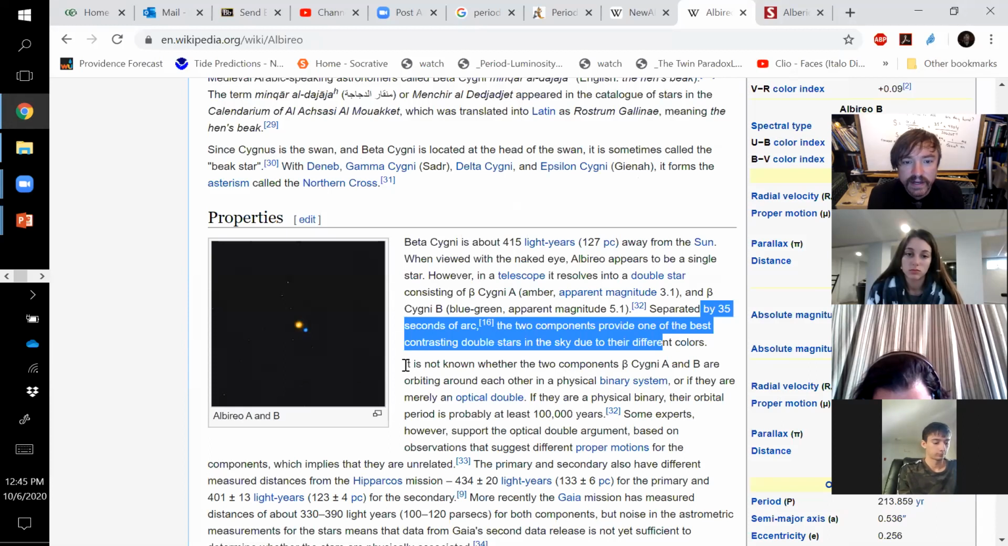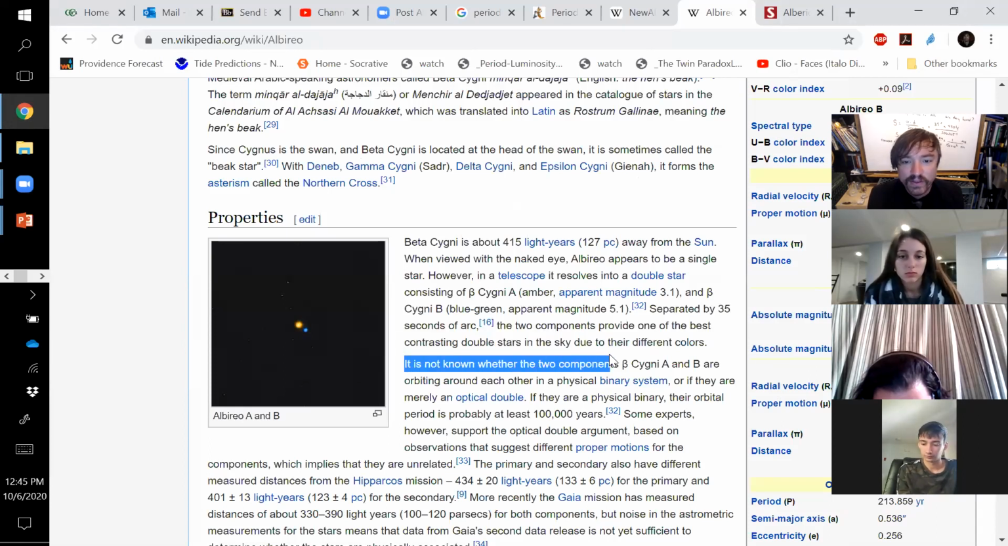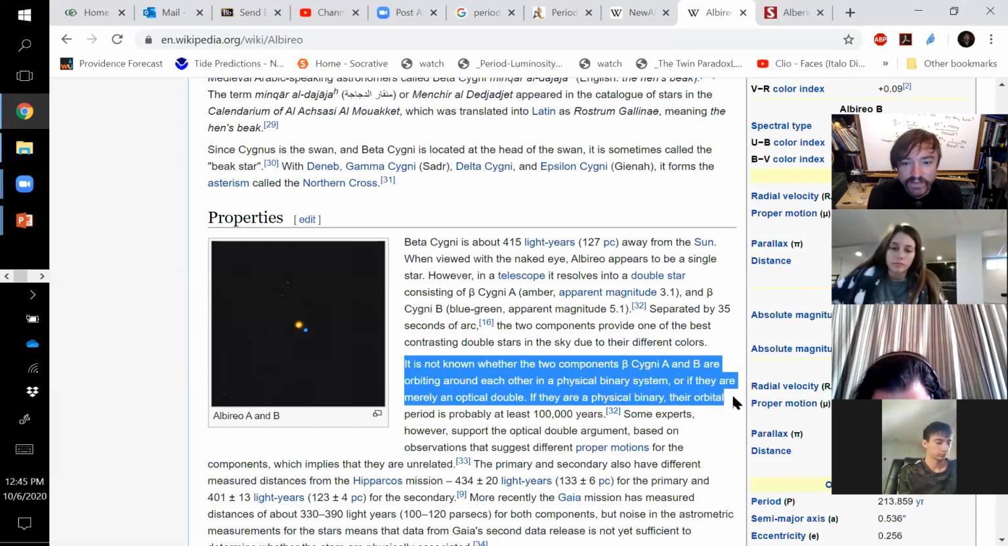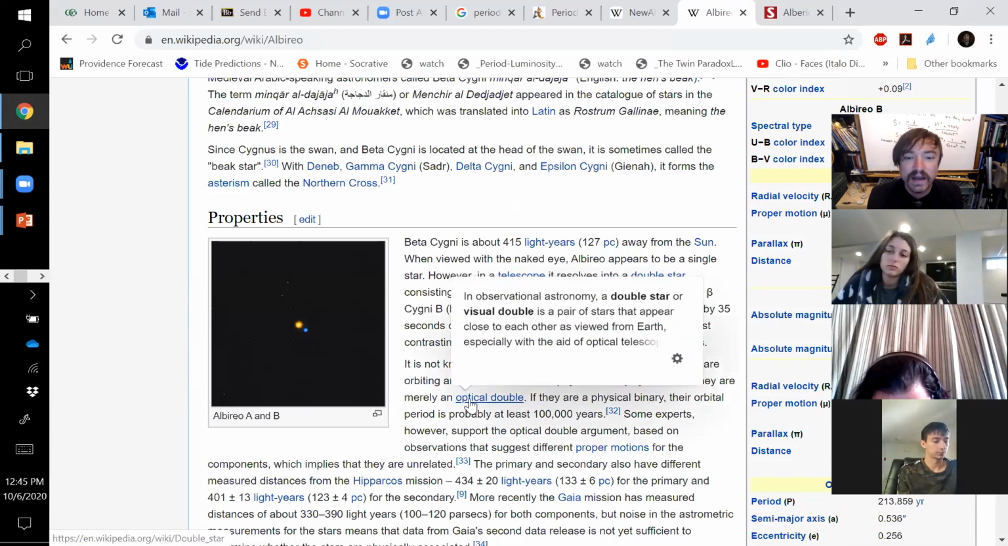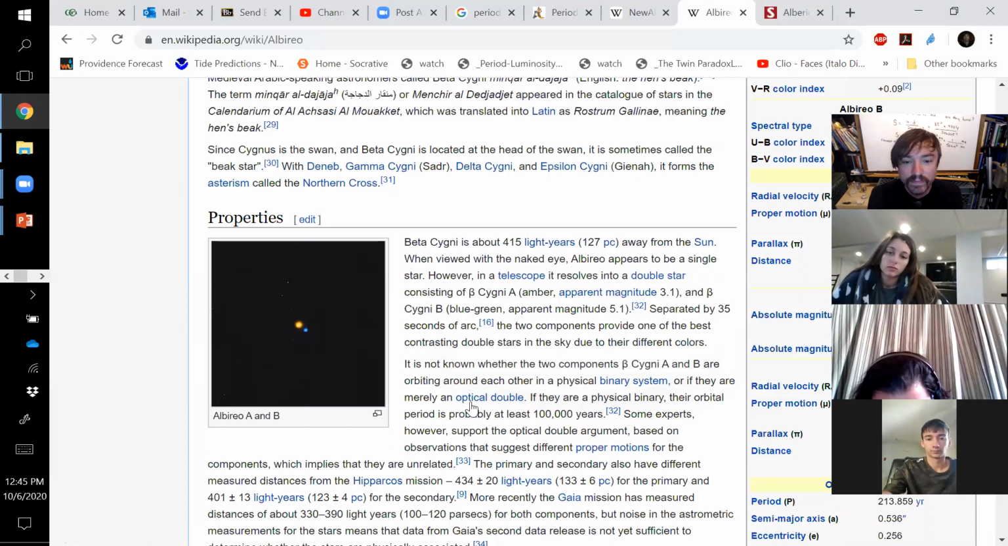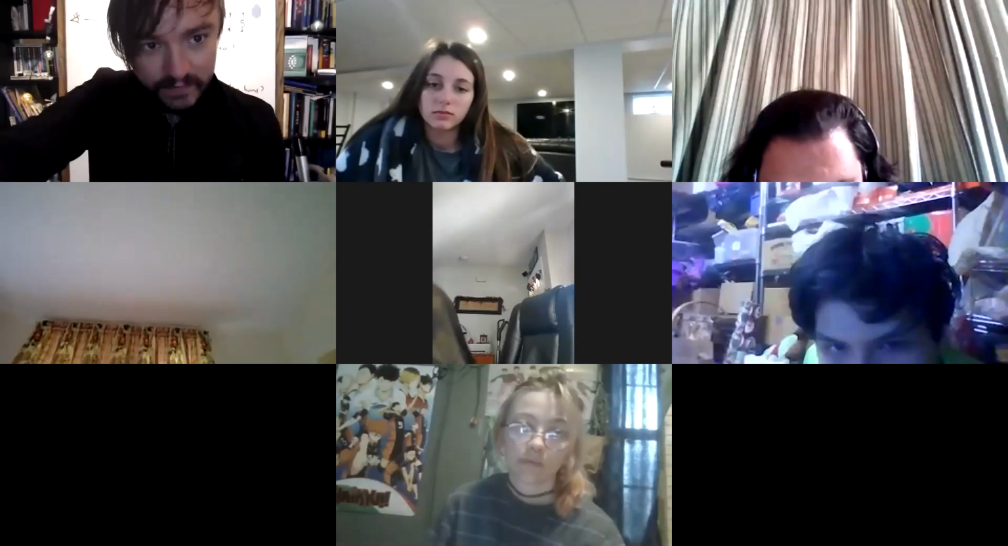Look at this. It is not known whether the two components, Beta Cygni A and Beta Cygni B, are orbiting each other in a physical binary system, or if they are merely a so-called optical double. If they are in a physical binary, their orbital period is 100,000 years. So most people suspect, no, they're not actually bound, because 5,000 light years is kind of a lot.